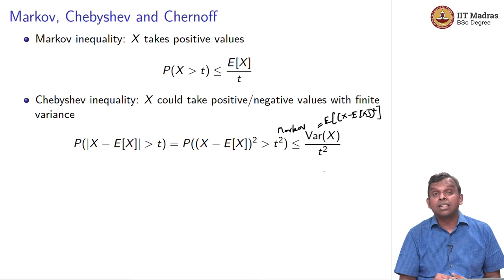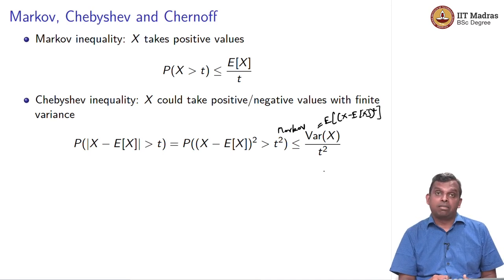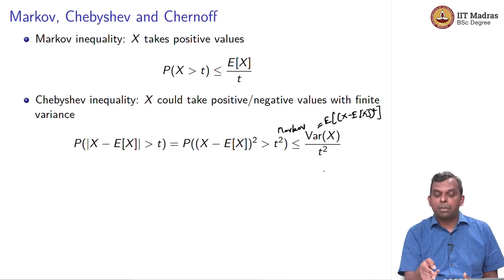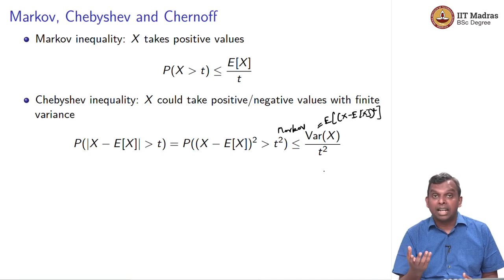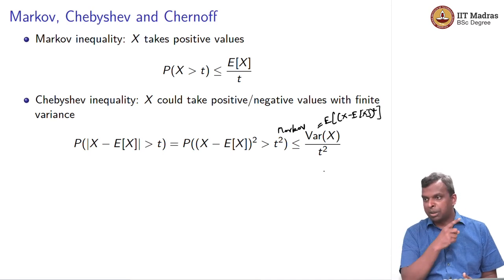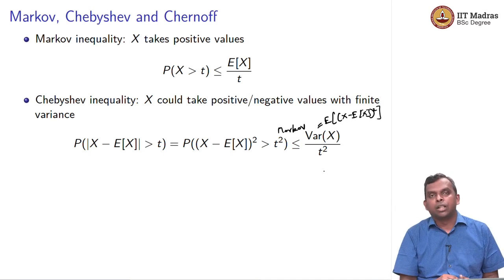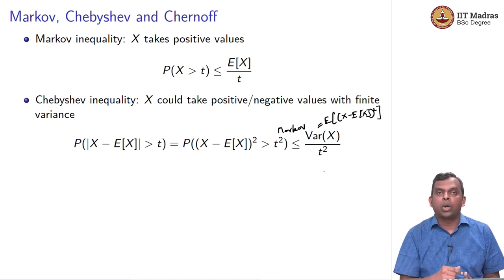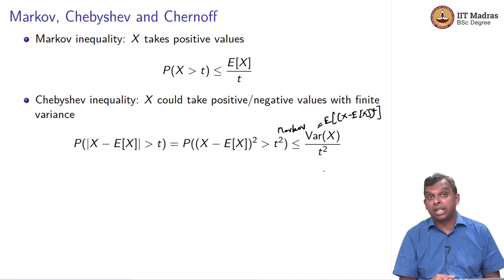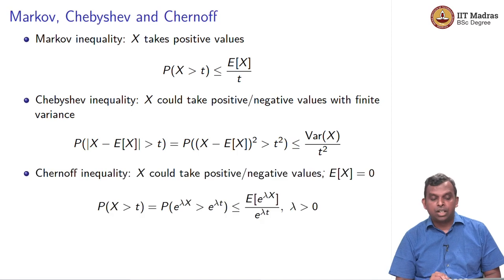Now, squaring is not the only way to get positive values, right? You can use other functions. So you took a random variable x, we did (x minus E of x) whole squared. Can we do something else? Can we use some other function like the exponential function? We know that e power x is always non-negative, right? You remember the plot of e power x, it's always positive. So can we use e power x instead of squaring? Squaring is good, but can we use e power x to get positive values? And then what happens? That gives you the Chernoff method, or Chernoff inequality.